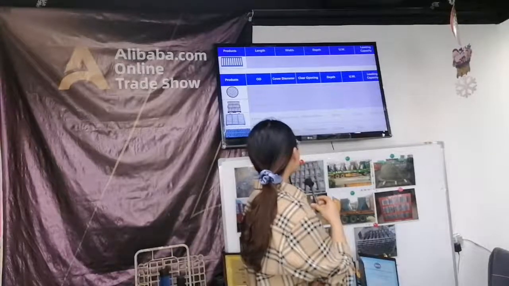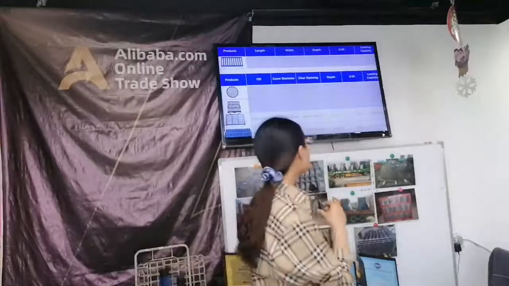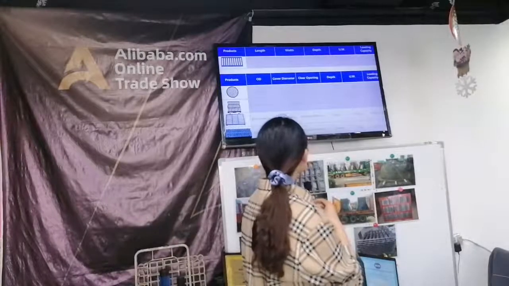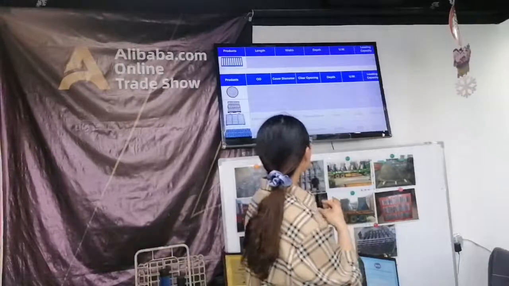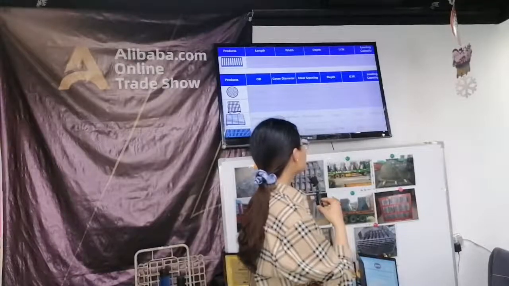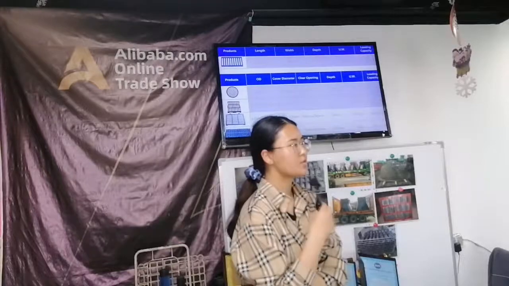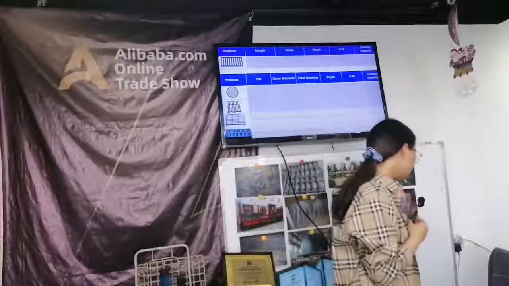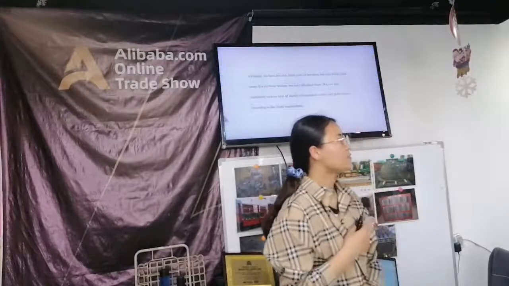The last one: the length is 730 millimeter, the width is 295 millimeter. The depth is 220 millimeter. The unit weight is about 43 kilograms. The bearing capacity for this one is about 40 tons.